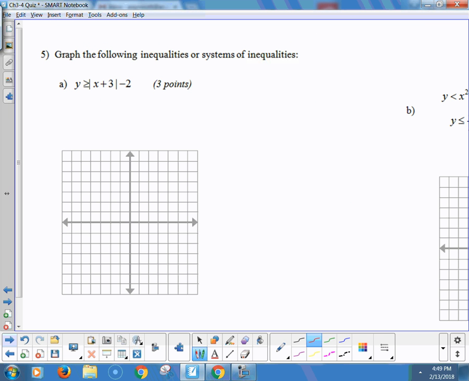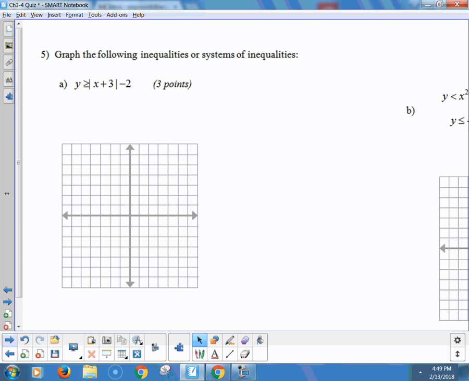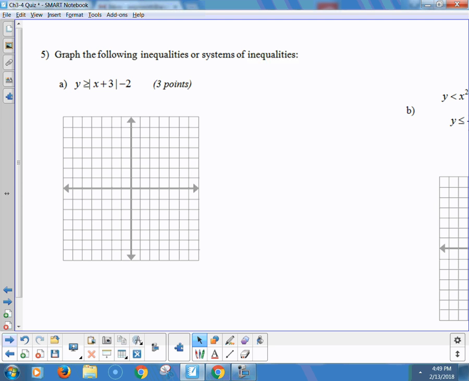Let's take a look at number 5. Number 5 said graph some inequalities or systems. So A was worth only 3 points because it was just make a graph. It's an absolute value. It's shifted back 3 and down 2. So you went back 3 and down 2. It's got a slope of 1. So we graphed up that way and up that way, and you could have picked this right out of your toolkit. So there's the graph of the absolute value.